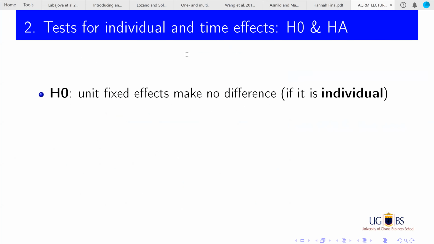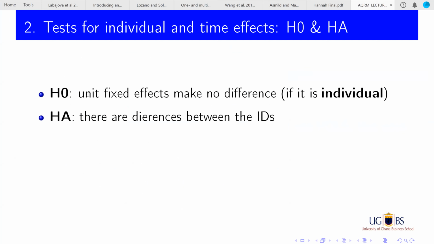The next test is to test for the individual and time effect. Okay? Are there some individual factors that are causing an effect in the model? Is time affecting the situation? So the null hypothesis is that the unit fixed effects make no difference. Okay, so the fixed effects, the individual specific effects, make no difference.